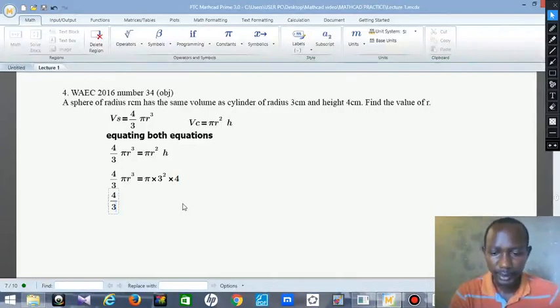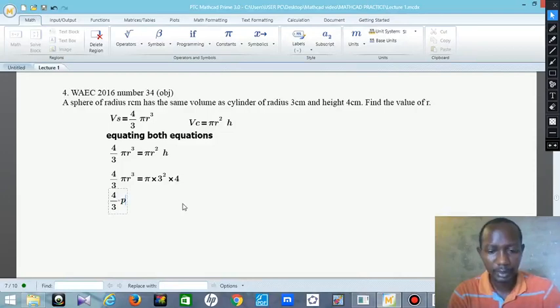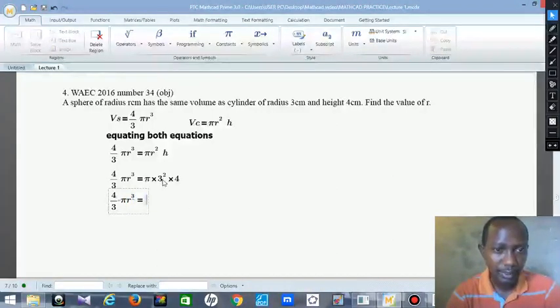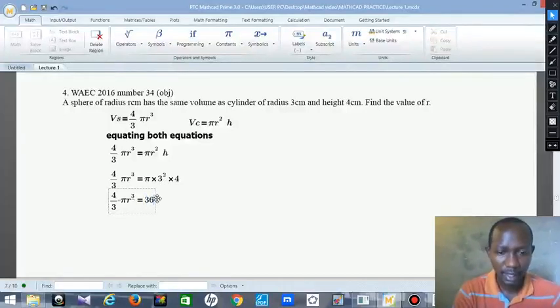So 4 over 3 pi r cube is equal to, so this is r square, 3 square, which is 9. So 9 times 4 is going to give us 36. So we have 36 pi on this side.